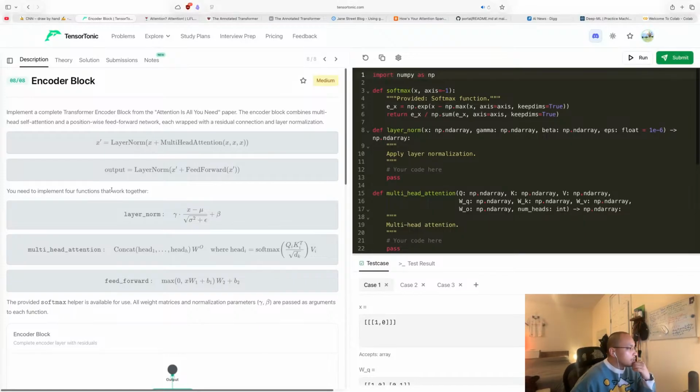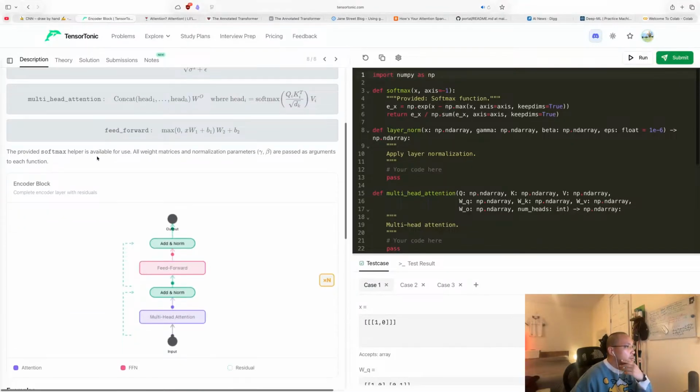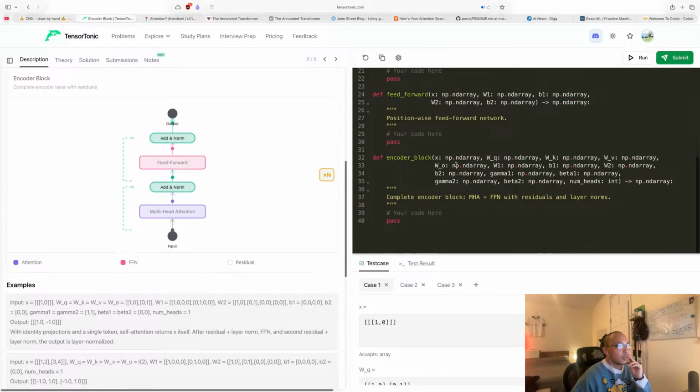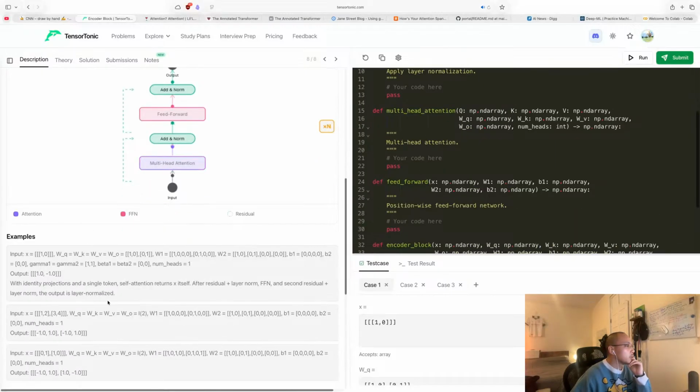You need to implement 4 functions that work together. Layer norm equals gamma times x minus the mean, and so on. Multi-head attention is the concatenation of head 1 through head h, where head i equals softmax of Q_i K_i transpose. The provided softmax helper is available for use. All weight matrices are passed as arguments to each function. All right, so I have to write all of the separate modular functions.